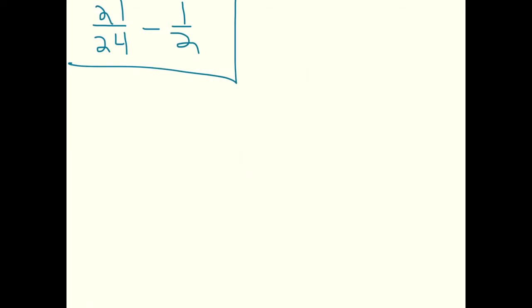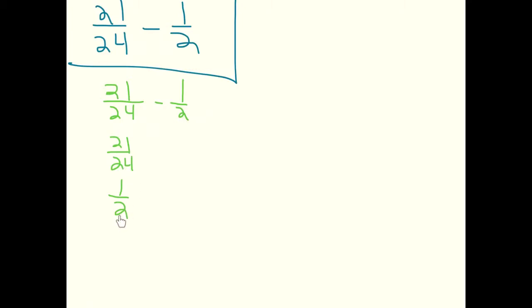So this is how you subtract fractions. So what you do is you rewrite the problem. And this is going to be the same as adding, but obviously subtracting. So since these don't have the same denominators, you have to get the same denominator. 21 and 24 and a half.